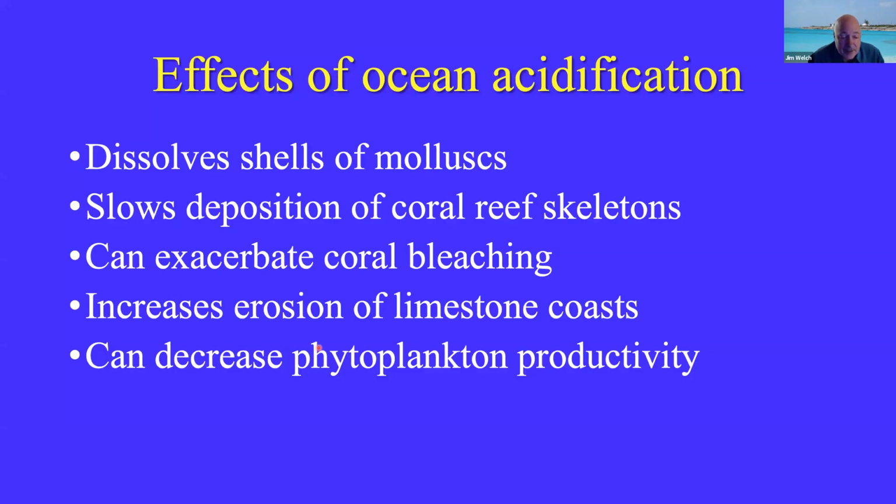And then lastly, the acidification can decrease phytoplankton productivity. This makes it harder for phytoplankton to grow. And since phytoplankton are the base of the food chain, that has bad effects that essentially go all the way up through the food chain. So these are all problems due to ocean acidification.